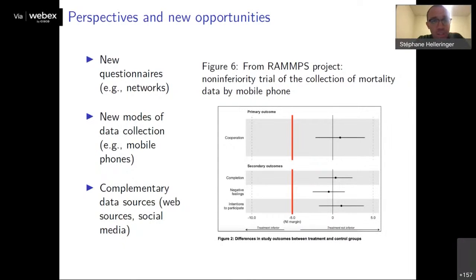Some new modes of data collection, for example, through mobile phones, or other data sources in which surveys might be administered or might be combined with survey data. So, for example, web sources or data from social media. Okay, so here on the right, for example, you have initial results from a trial of collection of mortality data by mobile phone through the RAMPS project supported by the Gates Foundation and UNICEF, where it shows that it is in fact feasible to collect such data, and just as feasible as it is to collect data on socioeconomic conditions and variables, for example.